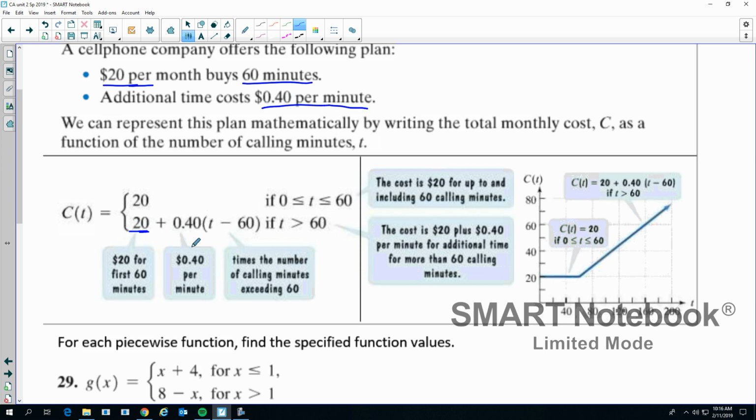You still have to pay that first 20, and then plus now you have to pay 40 cents times t, where t is the time that you talked on the phone. Obviously it's going to be over 60 if you're in this equation. So they subtract off 60 because you've already paid for it with that first 20, and then they add on 40 cents per minute that goes over that 60. And here's a picture of the graph of that. Right here, a flat rate of $20 for the first 60 minutes, and after that you start paying that extra 40 cents per minute.